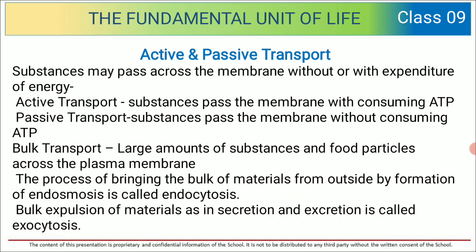Now let us discuss what is active and passive transport. Substances may pass across the membrane without or with expenditure of energy. What is active transport? Substances pass the membrane by consuming ATP. What is passive transport? Substances pass the membrane without consuming ATP. Bulk transport: large amounts of substances and food particles across the plasma membrane.